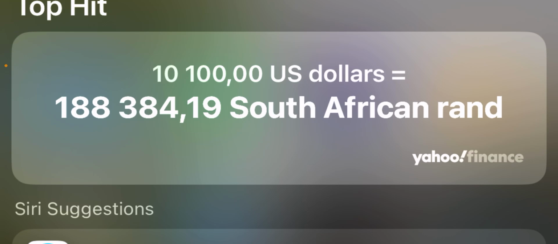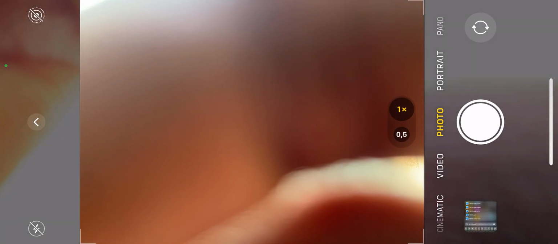Yesterday I took positions. Oh, my student was asking, how do you convert this? How much is this in rands? It's 188,000 rand. So that's it for today, guys.